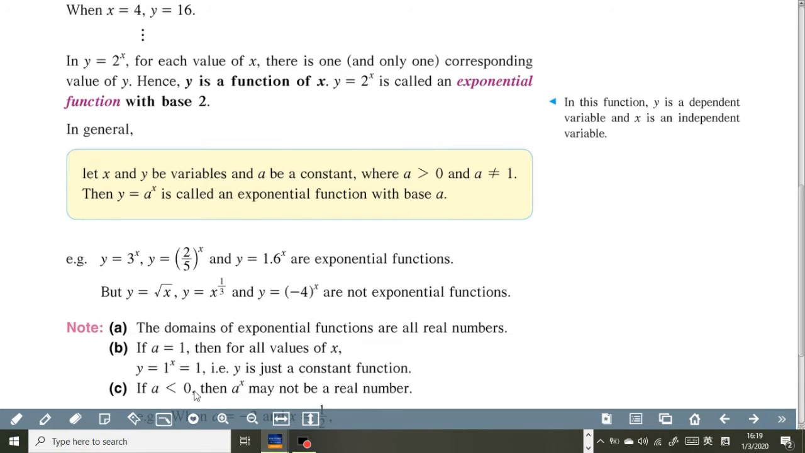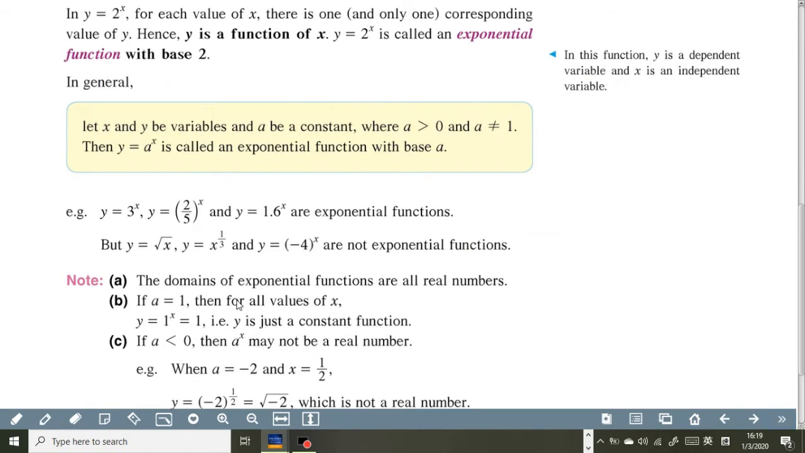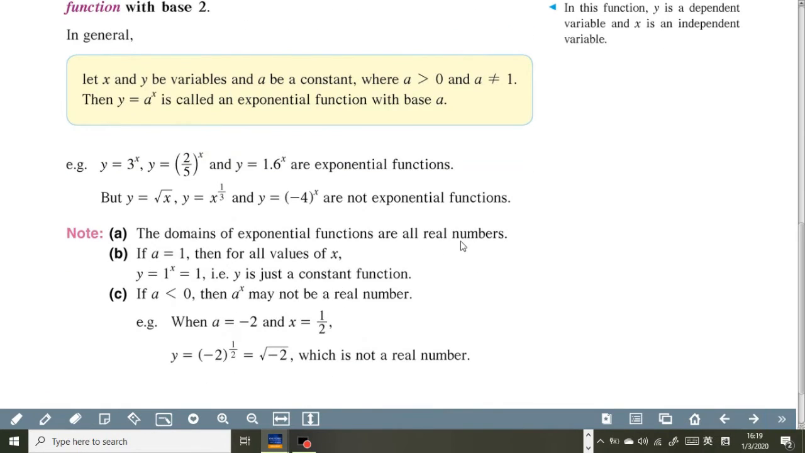And also, if a is not greater than 0, then a to the power x may not be a real number. Why? Because when x is, for example, 1 over 2, that means a to the power 1 over 2. If a is a negative number, that means we take the square root of a negative number, which is impossible. This is not a real number, so it is not an exponential. And also the x value can be any real number, so we say the domain is all real numbers of x. Okay.